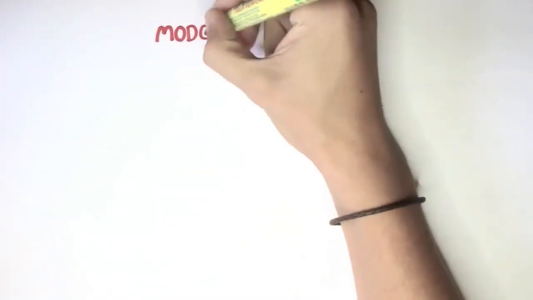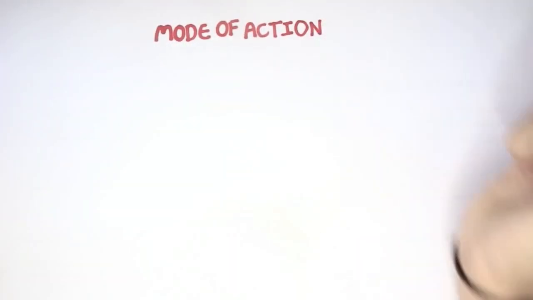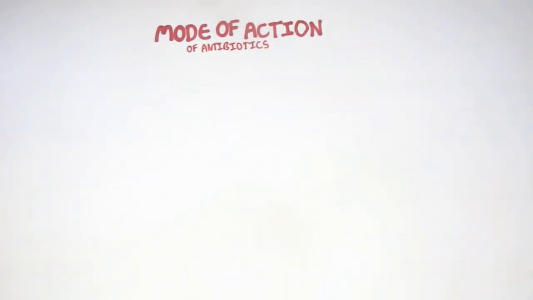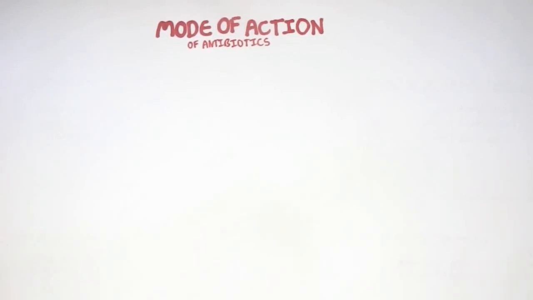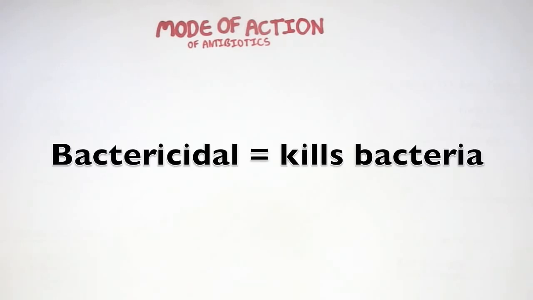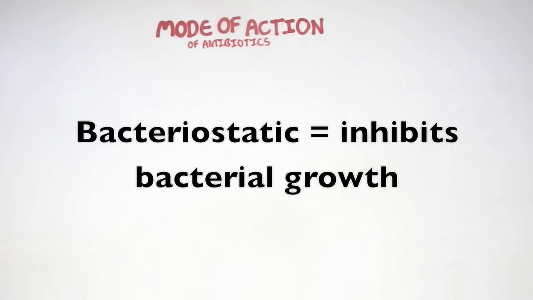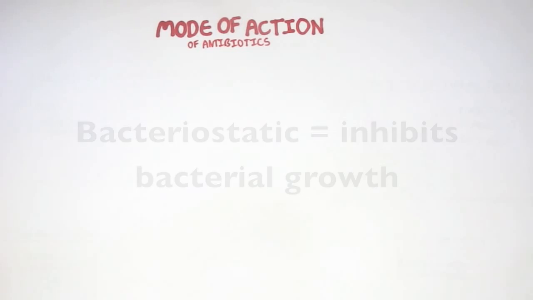In this video, we're going to talk about the mode of action of antibiotics. We're not going to look into extreme detail, but we'll just look at the overview in a way. So, mode of action of antibiotics. Now we have to know that antibiotics either destroy or slow down the growth of bacteria. Therefore, if it destroys a bacteria, it is bactericidal. If it slows down the growth of bacteria, it's bacteriostatic.